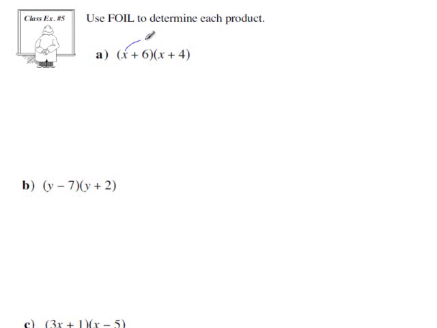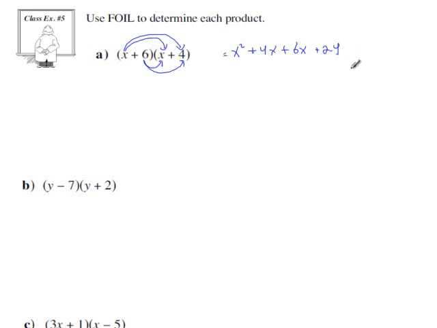okay, multiplying the first terms together, x times x gets you x squared. Then this x needs to be multiplied by the positive 4 as well. So positive x times positive 4 is positive 4x. 6 times x is 6x. And 6 times 4, the last two, is 24.